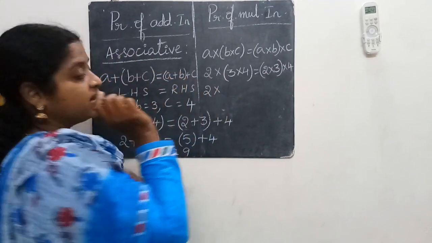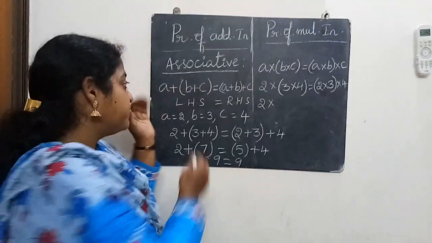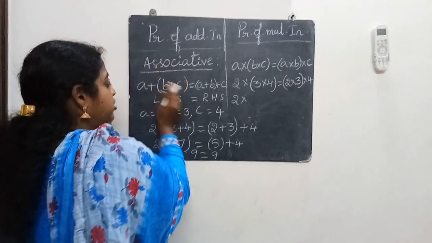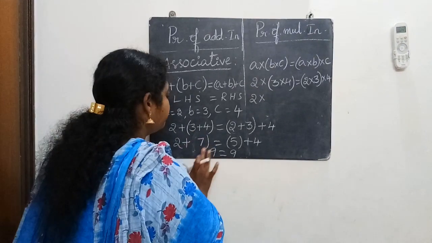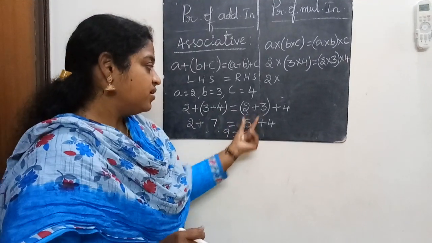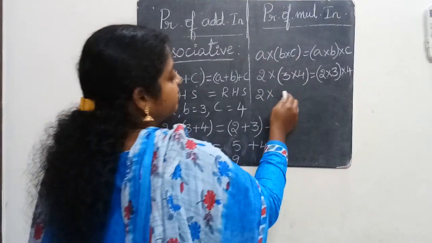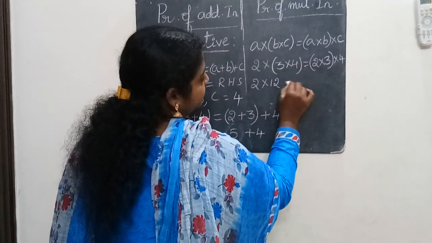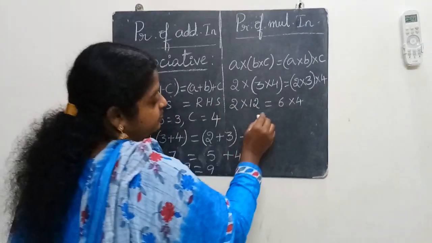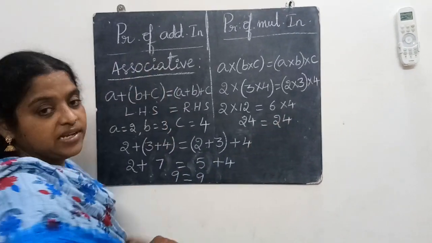Now 2 into, first remember children one thing, when you have a group like this, you should solve whatever it may be in the group. First you should solve that one, then only you should remove the bracket. Understood? No need to put the bracket, directly you can write because no other number is there. So before removing the bracket, you should solve whatever is there in the bracket. 3 4s are 12. 2 3s are 6 and into 4. 12 2s are 24. 6 4s are 24. Is there any change, children?